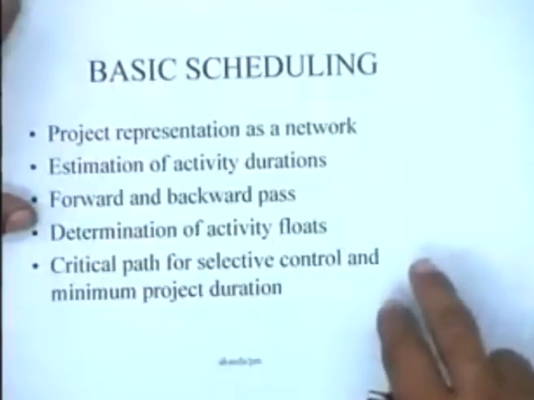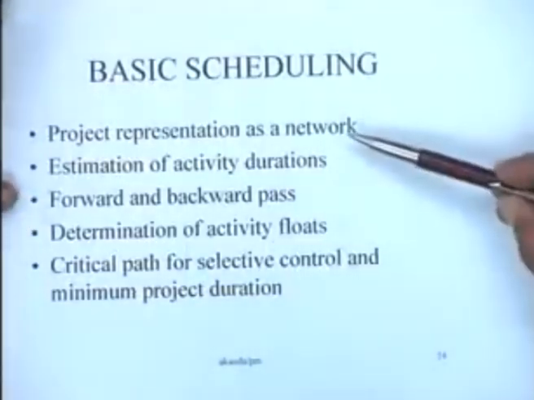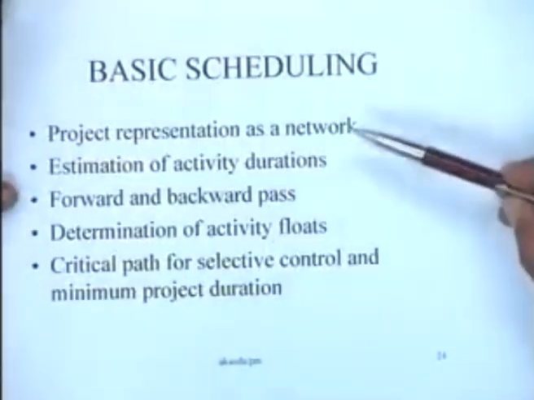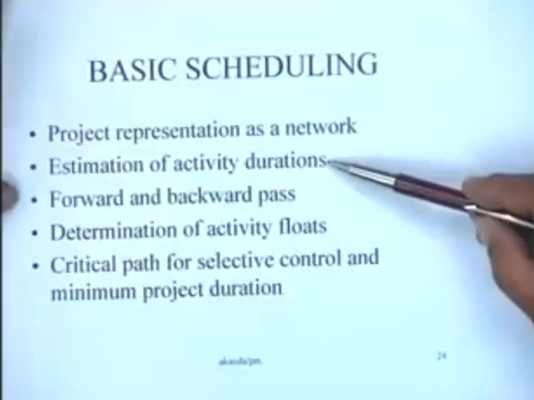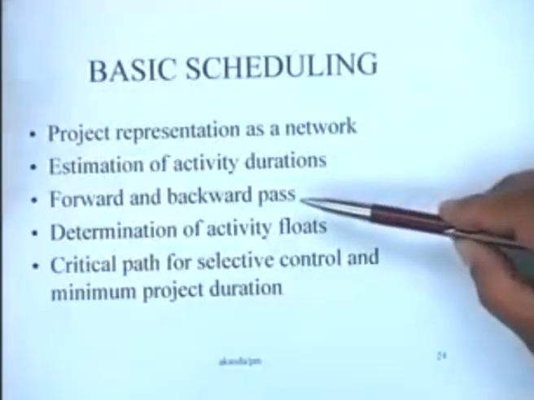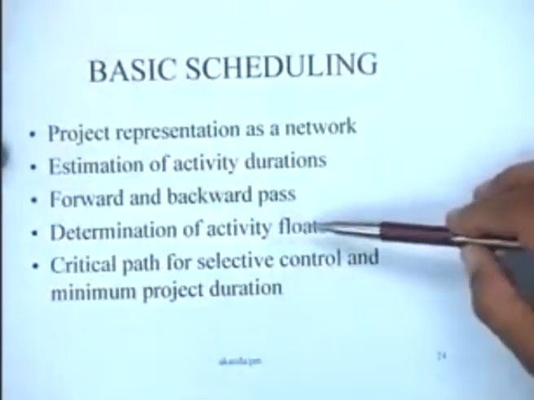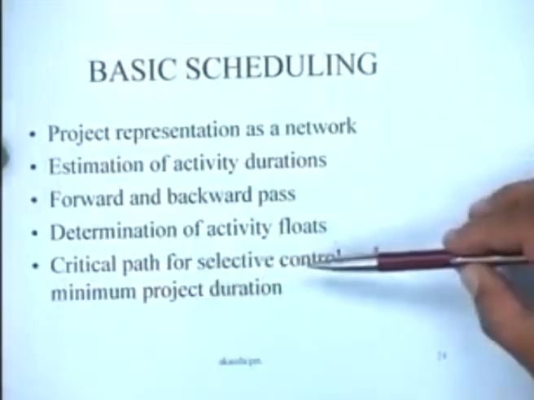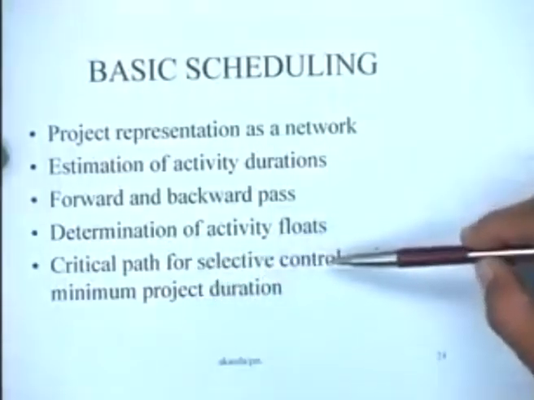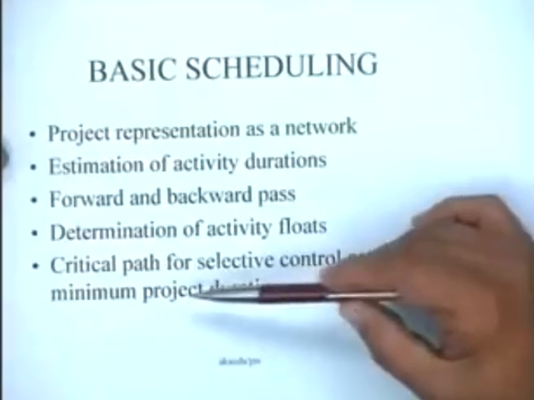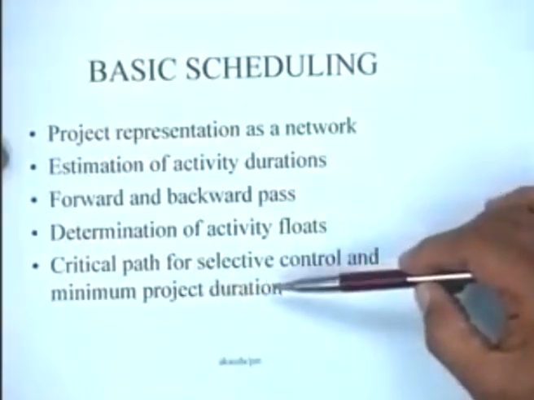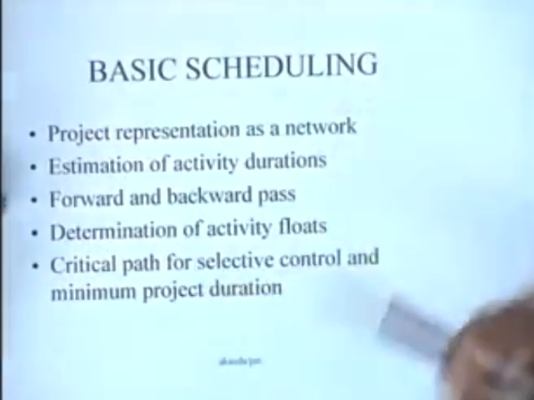Basic scheduling, for instance, talks about project representation as a network, estimation of activity durations, doing a forward and backward pass, and ultimately determining the critical path and the floats. And this critical path is a vehicle which is used for selective control, and it identifies the minimum possible project duration. So in that sense, this provides some very useful guidelines to management on how the project is to be done.